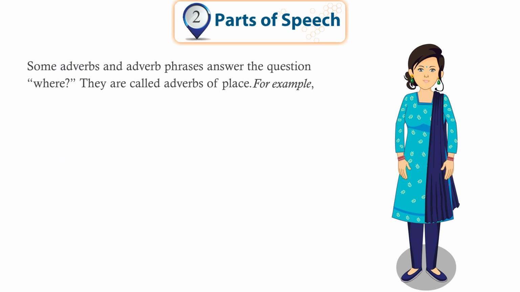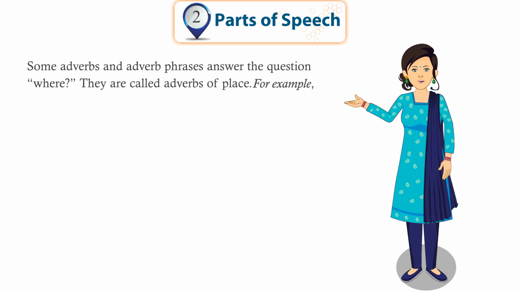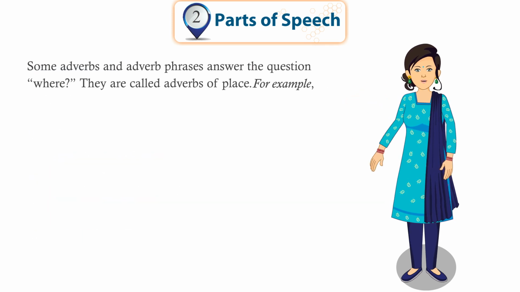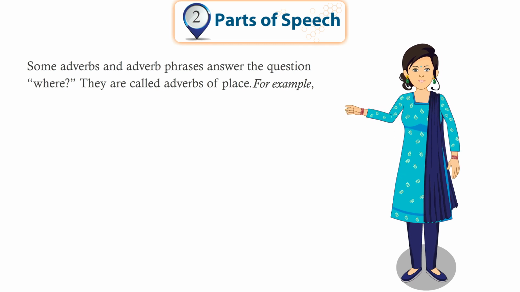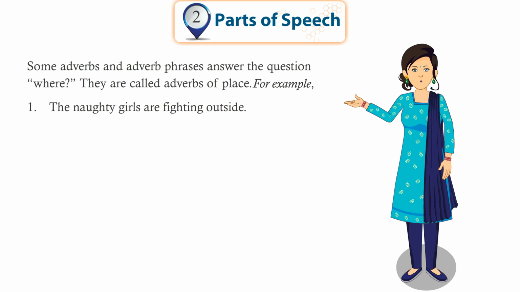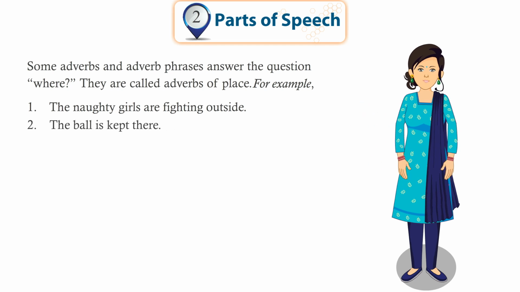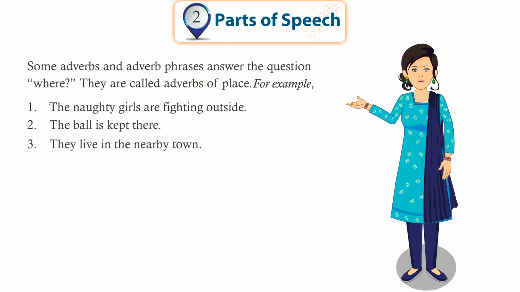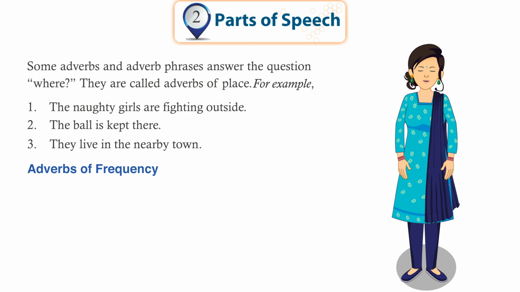Adverbs of place. Some adverbs and adverb phrases answer the question where. They are called adverbs of place. For example, the naughty girls are fighting outside. The ball is kept there. They live in the nearby town.